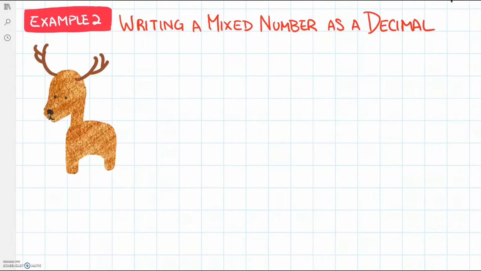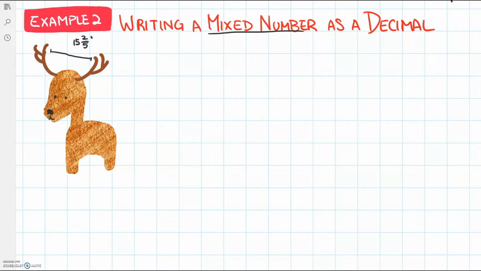Okay, so let's move on to another example here. This time, let's look at turning a mixed number into a decimal. So excuse me for my drawing of what seems like a deer, but our question goes, a deer has an antler spread of 15 and 2 over 5 inches. So this here, measured length, is 15 and 2 over 5 inches. Write this as a decimal.